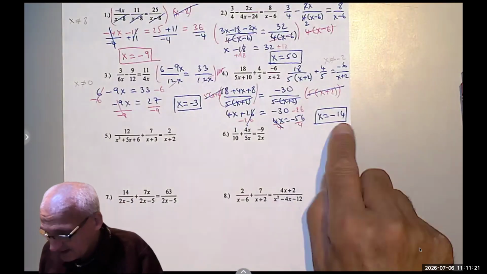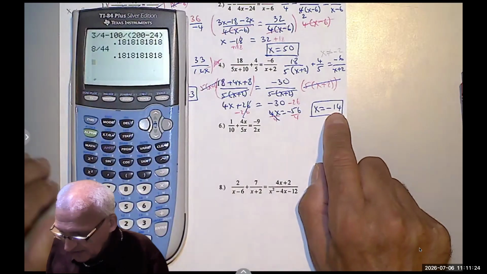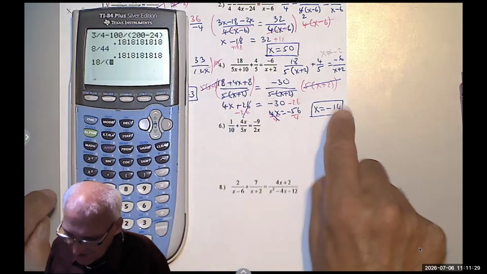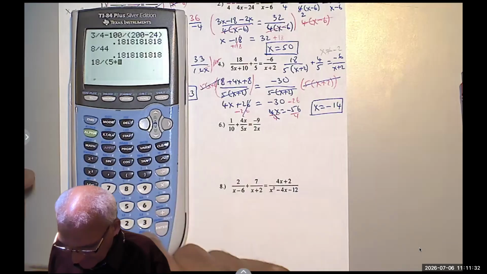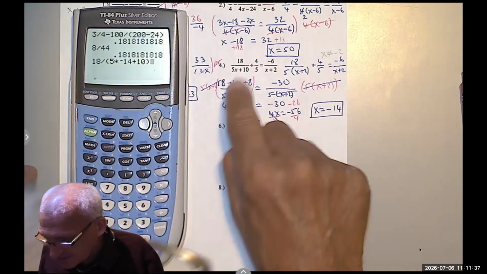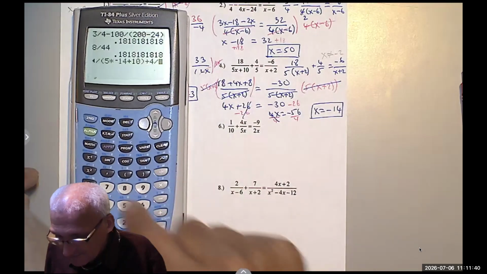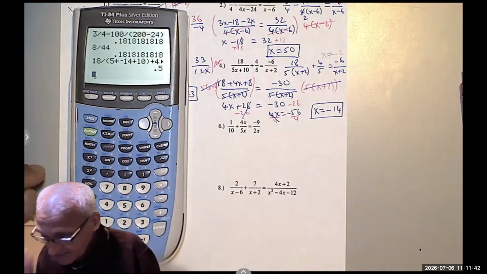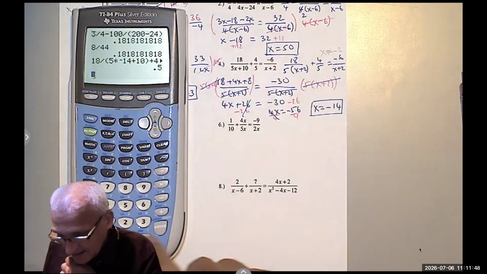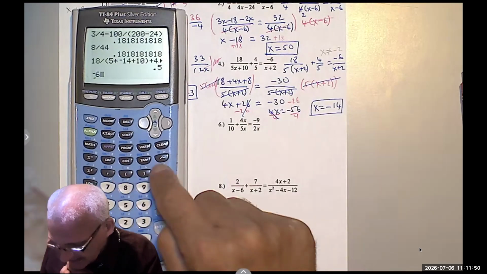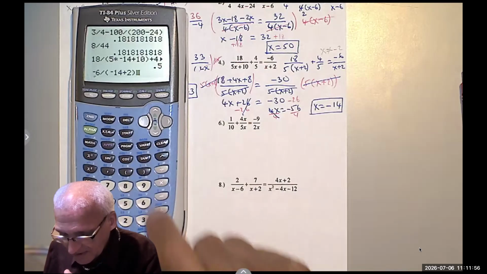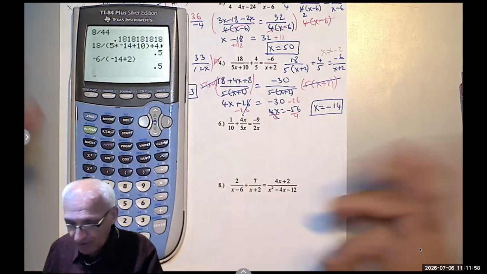You want to check again to make sure. So let's say that is 18 divided by 5x, which is negative 70, but let's multiply 5 times negative 14 plus 10. That's the first fraction. Plus 4 over 5. I get half. Let's go to the right-hand side. I have negative 6 divided by x plus 2, negative 14 plus 2, which is negative 12. So definitely I get 1/2. Quick check again.